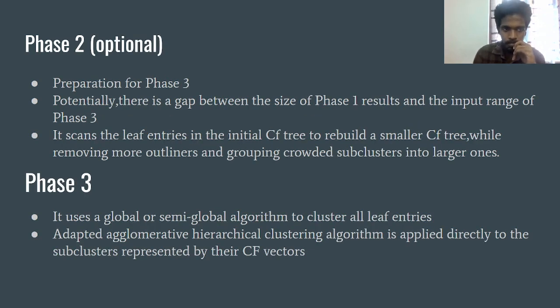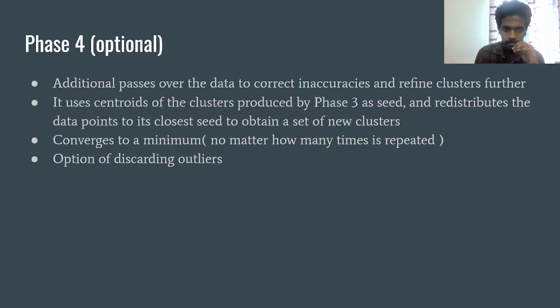Phase 2, which is an optional phase, is a preparation phase for phase 3. Potentially there is a gap between the size of the phase 1 result and the input range of phase 3. It scans the leaf entries in the initial CF tree to rebuild a smaller CF tree while removing more outliers and grouping crowded subclusters into larger ones. In phase 3, it uses a global or semi-global algorithm to cluster all leaf entries. An adapted agglomerative hierarchical clustering algorithm is applied directly to the subclusters represented by their CF vectors.